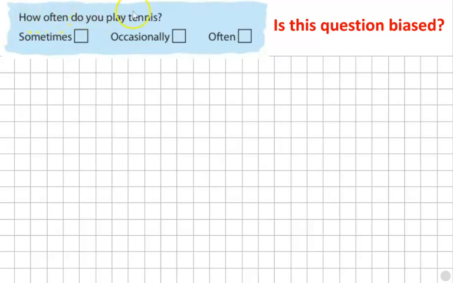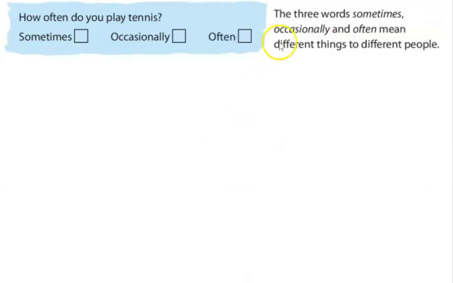So, how often do you play tennis? Sometimes, occasionally, often. So, is this question biased? And if so, why? The three words sometimes, occasionally, and often mean different things to different people. So this question is biased.